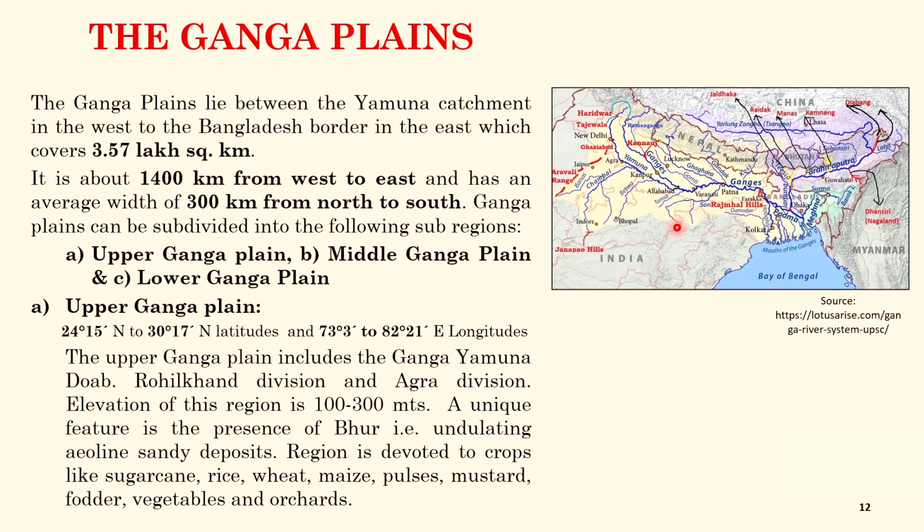Upper Ganga plain extends from 24 degree 15 minute north to 30 degree 17 minute north latitude and 73 degree 3 minute to 82 degree 21 minute east longitude. The upper Ganga plain includes the Ganga Yamuna Doab, Rohilkhand division and Agra division. Elevation of this region is 100 to 300 meters. A unique feature is the presence of bhoor, undulating aeolian sandy deposits. The region is devoted to crops like sugarcane, rice, wheat, maize, pulses, mustard, fodder, vegetables, orchards.